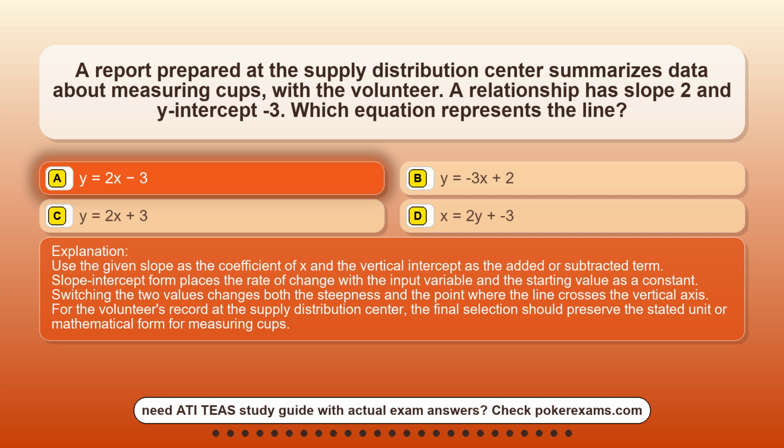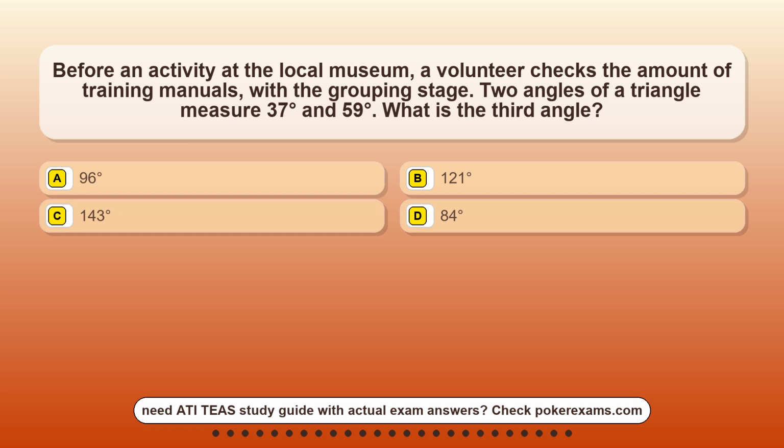For the volunteer's record at the Supply Distribution Center, the final selection should preserve the stated unit or mathematical form for measuring cups. Question 8. Before an activity at the local museum, a volunteer checks the amount of training manuals with the grouping stage.